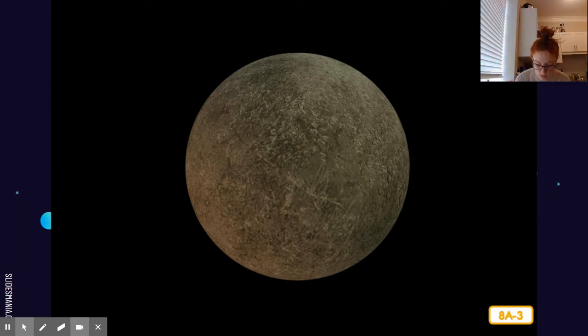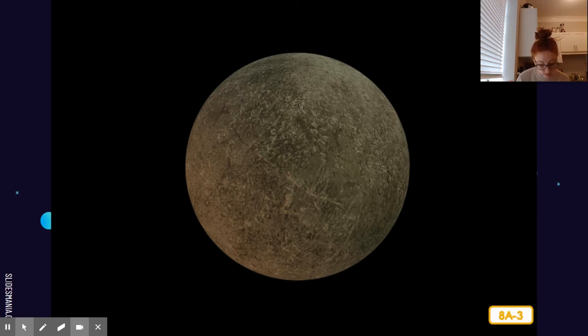Most of the planets in the solar system are named after Roman gods and goddesses. Remember that the names of the constellations also came from Greek and Roman myths. The planet Mercury is named after the Roman god Mercury. In mythology, the god Mercury was very fast, so it makes sense that this planet is named after him.